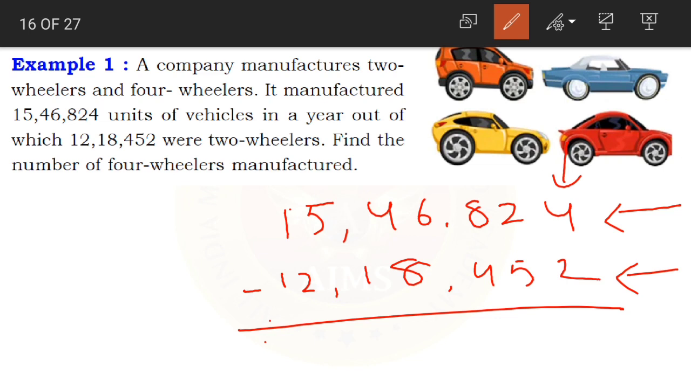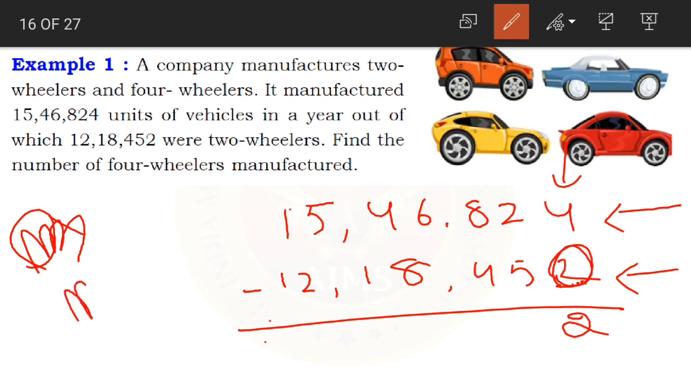4 minus 2. Yes children, you can do this in two ways. Take 4 fingers and close 2. So 4 minus 2 will be 2 here, or else keep 2 in mind. Keep the smaller number in mind, and from 2 start counting. 3, 4. How many fingers did you need to reach 4? 2. So the answer of 4 minus 2 is 2. Clear children?